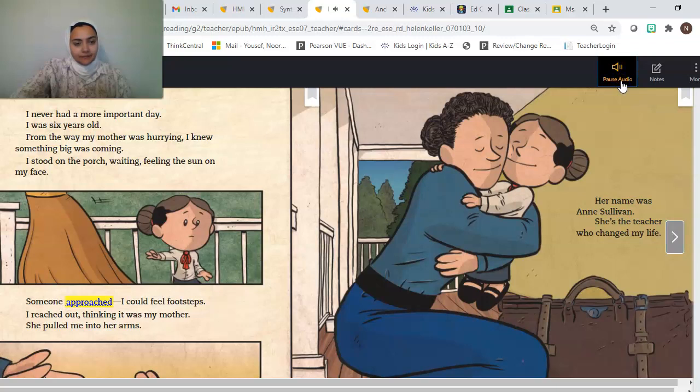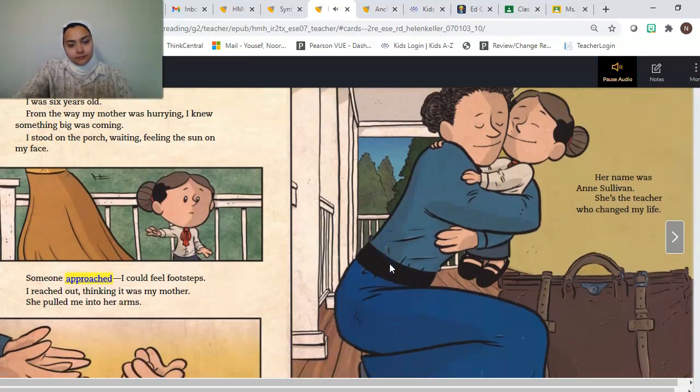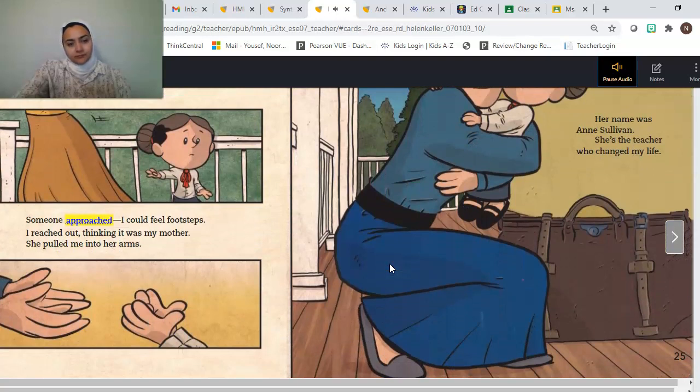I never had a more important day. I was 6 years old. From the way my mother was hurrying, I knew something big was coming. I stood on the porch, waiting, feeling the sun on my face. Someone approached. I could feel footsteps. I reached out, thinking it was my mother. She pulled me into her arms. Her name was Ann Sullivan. She's the teacher who changed my life.